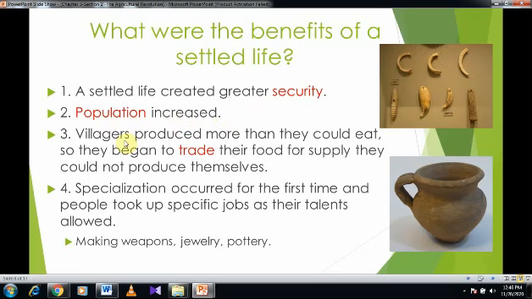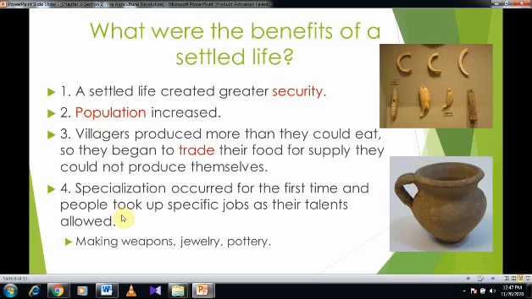Number three, when the villagers started farming, they started producing more crops than they could eat, and they began trading for food that they could not produce themselves. So they settled, they started farming and growing crops. They started farming more than they needed because now they knew the tactics and when exactly to farm, the right time and the right weather. So they started having a surplus, or extra amount of food. This extra food, they would keep aside and trade with nearby people for other crops that they did not have.